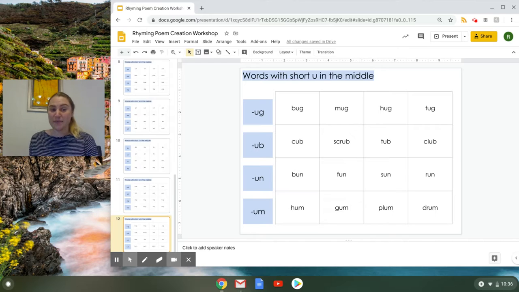So friends, I am so excited to see what you come up with your rhyming poems using the ABAB rhyming scheme. Remember, your poems can be about anything you want. And if you would like to share your poems with your teachers, we would love to see them.